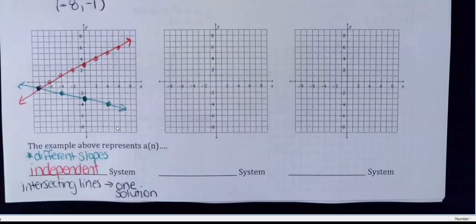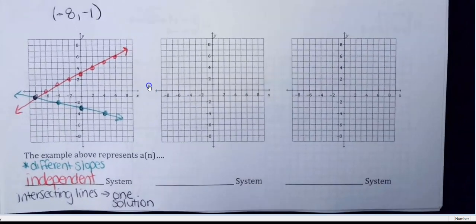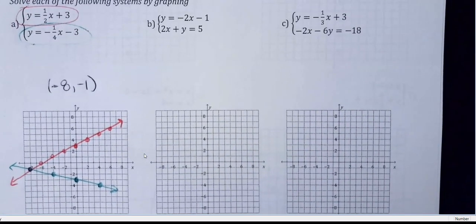That's the only requirement. If you're going to have a system that has one solution that's two lines, the two lines are going to have different slopes. Doesn't matter about the y-intercept. Just as long as the slopes are different, the lines will run into each other somewhere in one point. Okay. Sorry, I should have spaced this a little bit better. Okay, let me come back to this one.